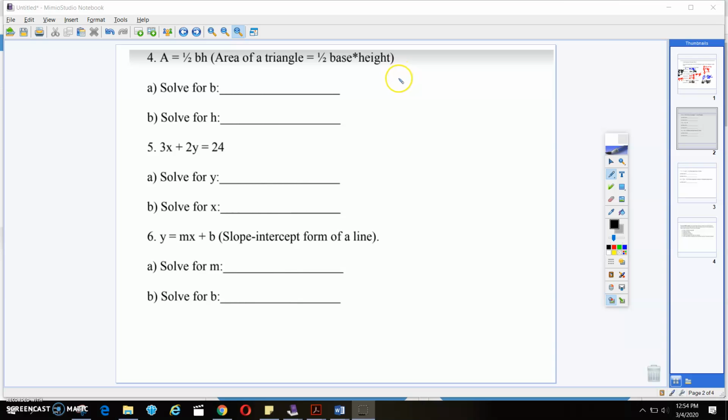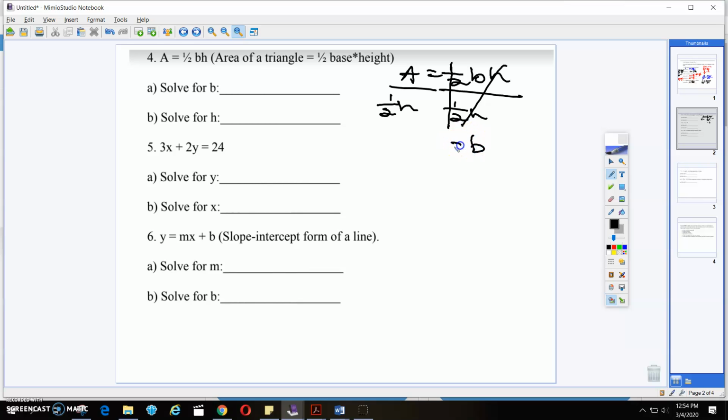You've seen that back in Algebra 1. So a is going to equal 1/2 base times height, right? And we're going to try to solve for b. Okay? So what is b attached to? 1/2 times h, right? So we're going to divide by 1/2 h on both sides. And that's going to cancel out here. And that's also going to cancel out over here.